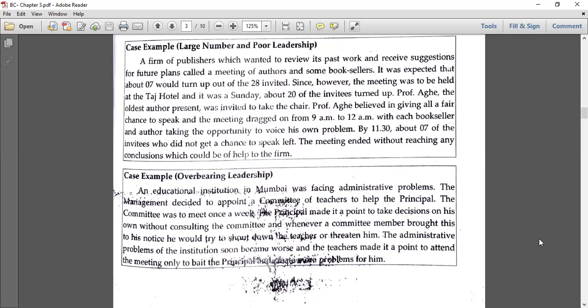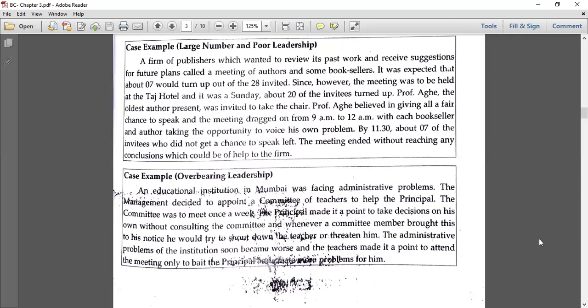to 12 noon, that is 3 hours, with each bookseller and author taking the opportunity to voice his own problem. So by 11:30, about 7 of the invitees who did not get a chance to speak left because they thought they were not given a fair chance to talk. The meeting ended without reaching any conclusions, which couldn't be of any help to the firm.